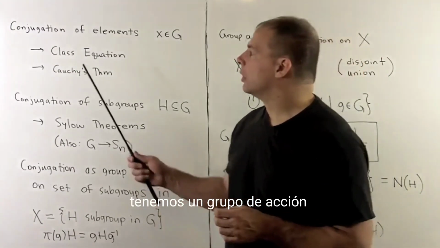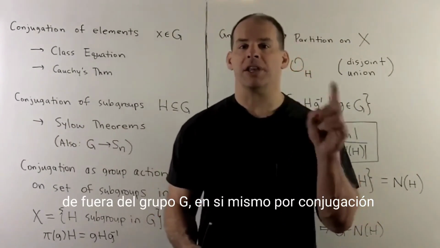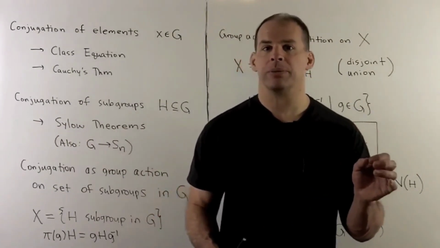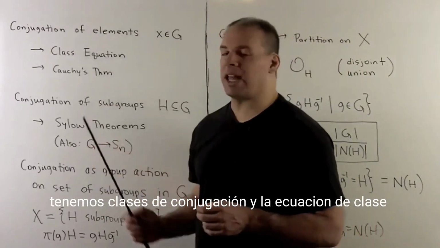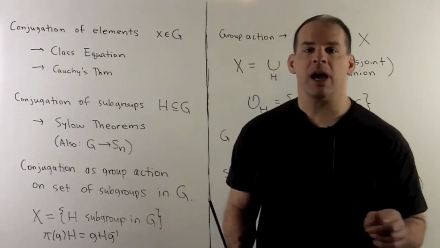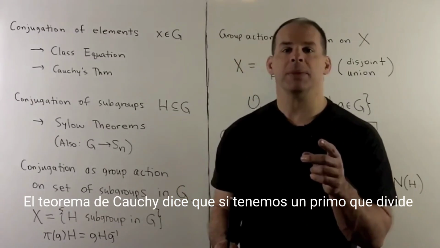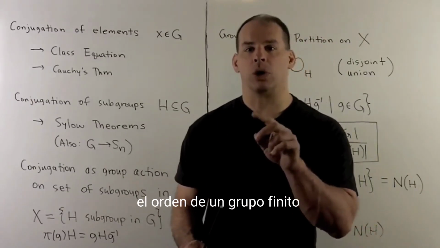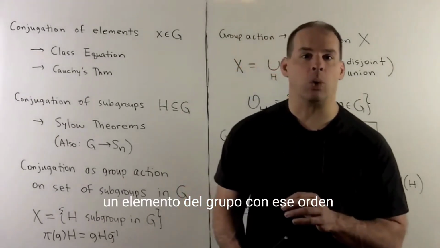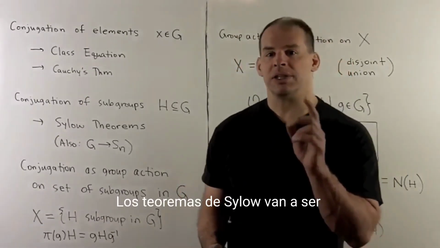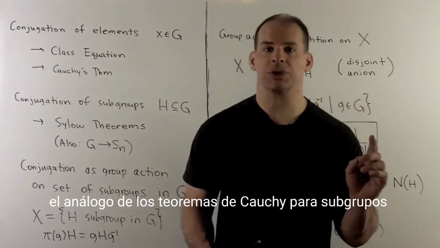Now, we have a group action of our group G on itself by conjugation. From that group action, we had conjugacy classes and the class equation, and in turn that led to Cauchy's theorem. Cauchy's theorem said if we had a prime that divided the order of a finite group, we were guaranteed to be able to find an element in the group of that order. The Sylow theorems are going to be the analog of Cauchy's theorem for subgroups.